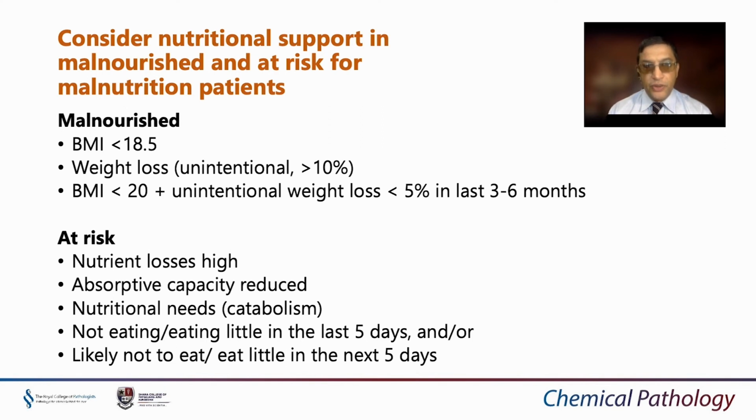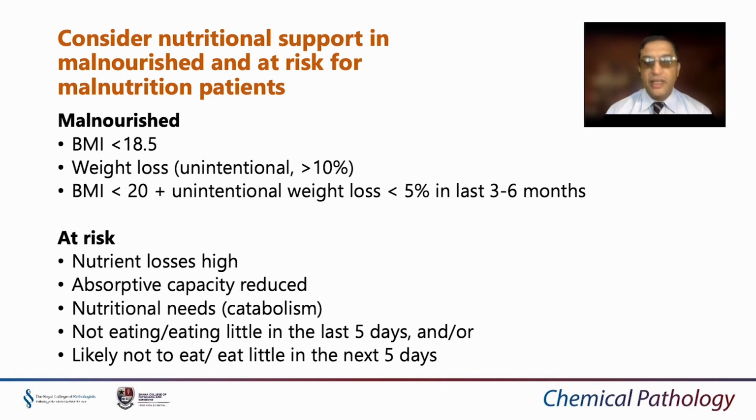Criteria that can be used to identify these patient groups include BMI and unintentional weight loss. Cut-off points can define, as illustrated in this slide, patients that are malnourished and consequently will require support.